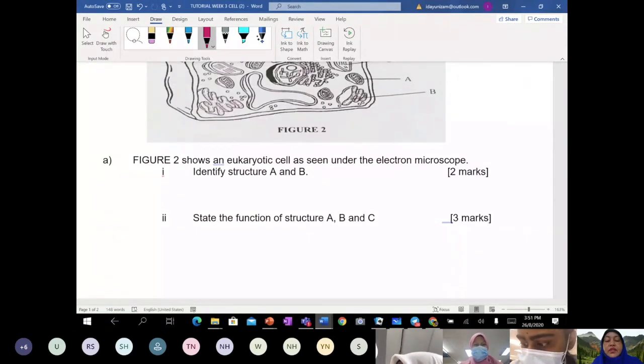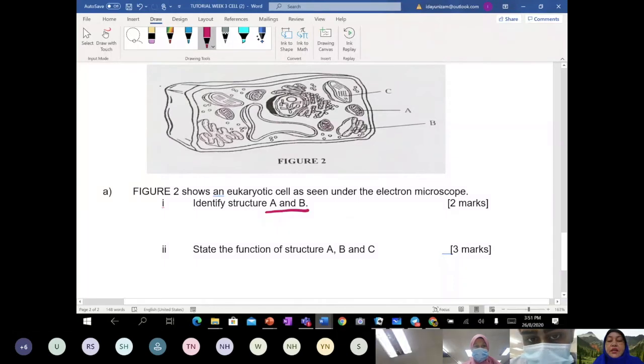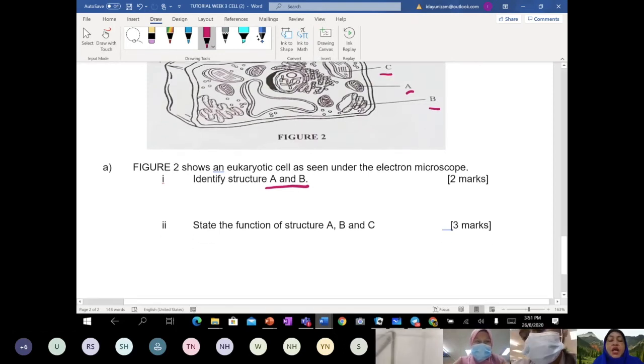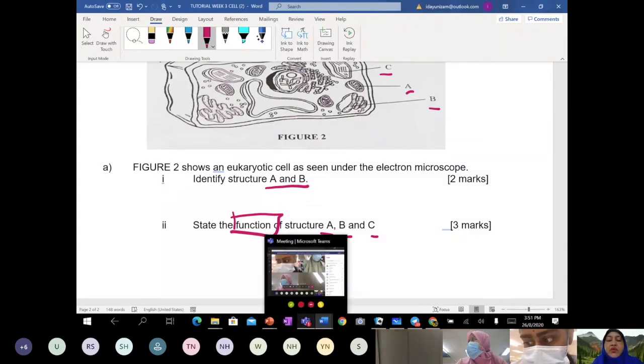Okay, question 3. Identify structure A and B. Even though the question asks you to identify A and B, you also have to identify C, because the second question asks you about the function of structures A, B, and C. So let's start with Umu first. What is A, Umu?